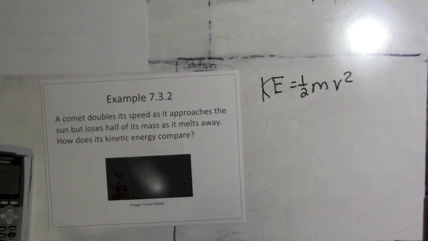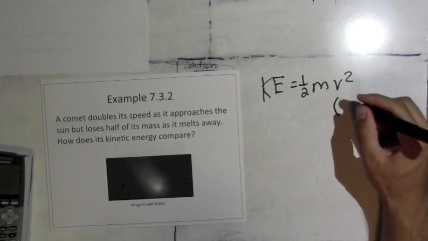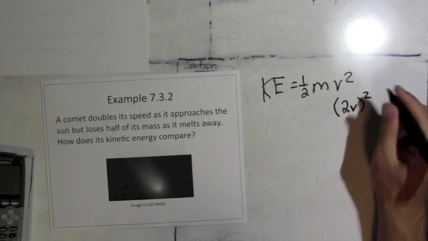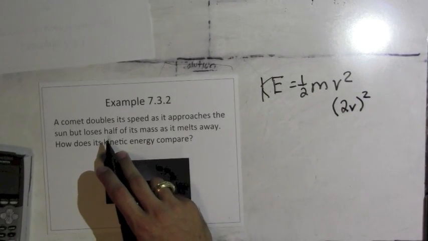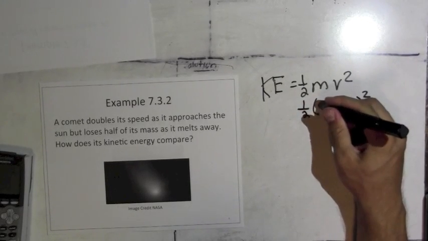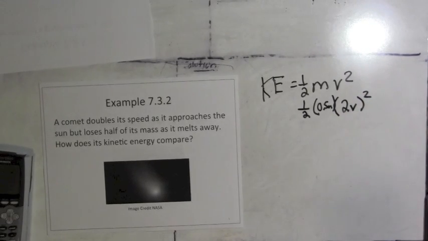So it says a comet doubles its speed. Remember, speed's another term for velocity. So instead of having v, we are now going to have 2v, and we're going to square it. Okay? But it loses half of its mass. So we have 1/2, 0.5 m. 0.5 m lets me know that I lost half of my mass.